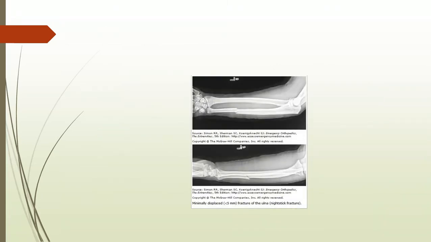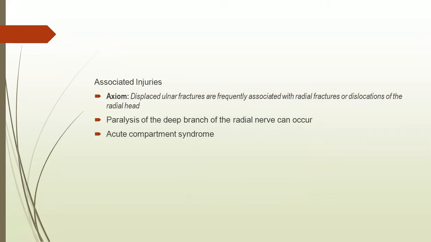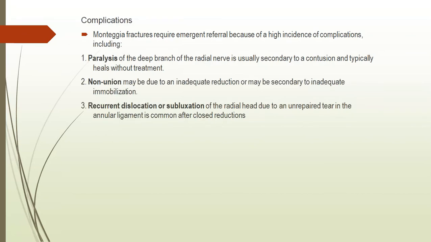So this one is an example for Galeazzi fracture, isolated ulnar fracture. So distal 1/3 fracture. So this is already I told you, this is the example for nightstick fracture. Complications of this Monteggia fracture include paralysis of the deep branch of radial nerve, as well as the non-union, which is quite common. Again, this is also a fracture of necessity.